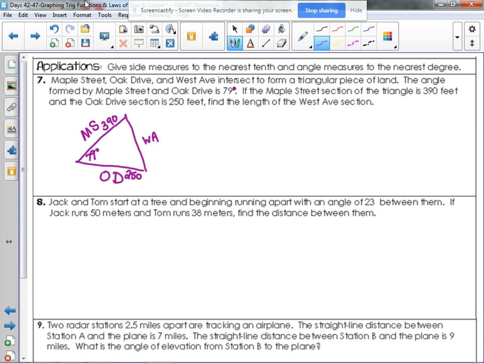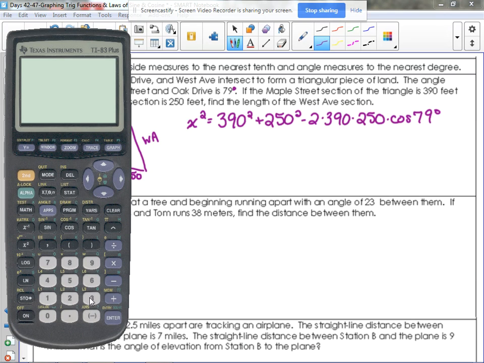So obviously this is law of cosines because we have the angle between two legs of the triangle. So we are looking for x squared is equal to 390 squared plus 250 squared minus 2 times 390 times 250 times the cosine of that included angle, 79. This one is just plug it all in and take the square root.